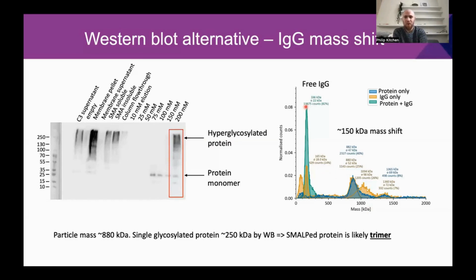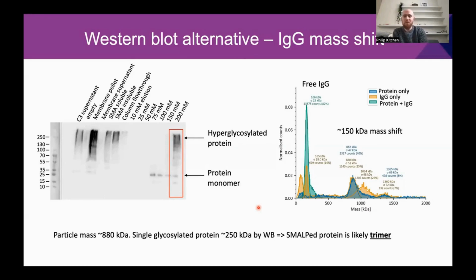And at the same time, we also see a reduction in the amount of free antibody, which again is consistent with antibody binding. And what's great about doing this is that you also get some information about the oligomeric state of the native protein. In a Western blot, you would typically run an SDS-PAGE gel, which is going to destroy the quaternary structure of your protein.